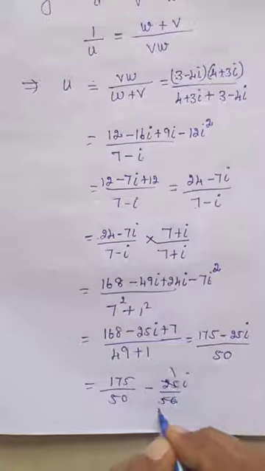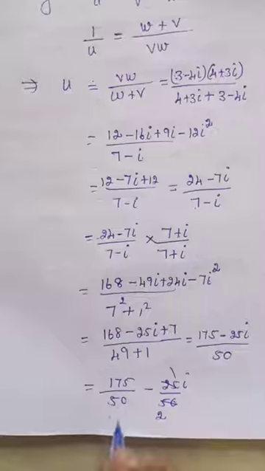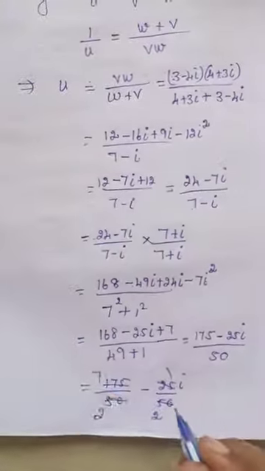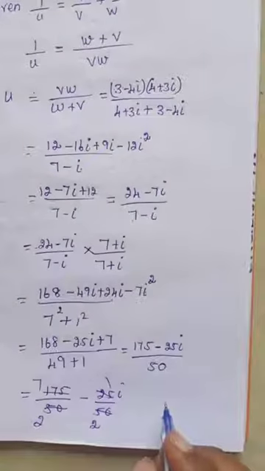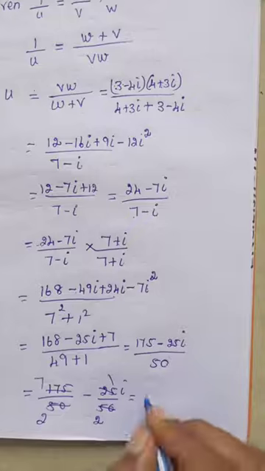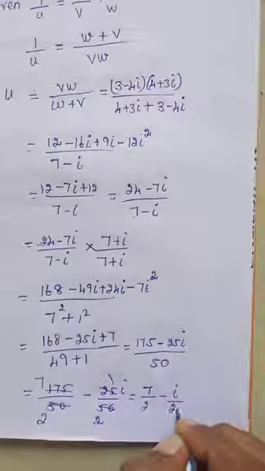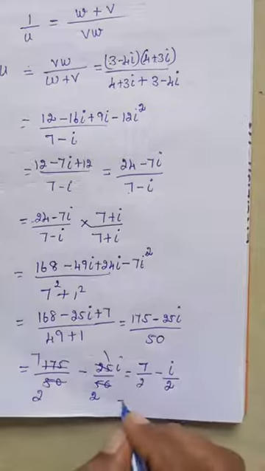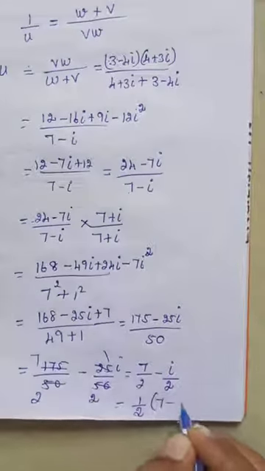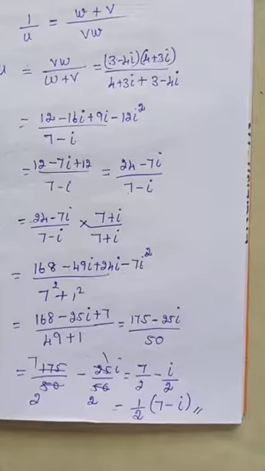So 1 and here it is 2. This also will be divisible by 25, isn't it? 2. Here 4 plus 3 is 7. So our answer may be 7 by 2 minus i by 2. Or if we want this 1 by 2, we can take it out into 7 minus i. Is that clear?